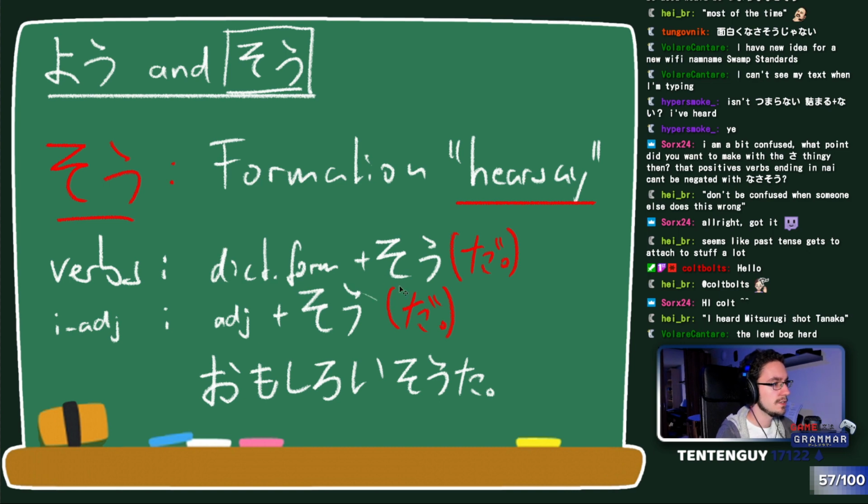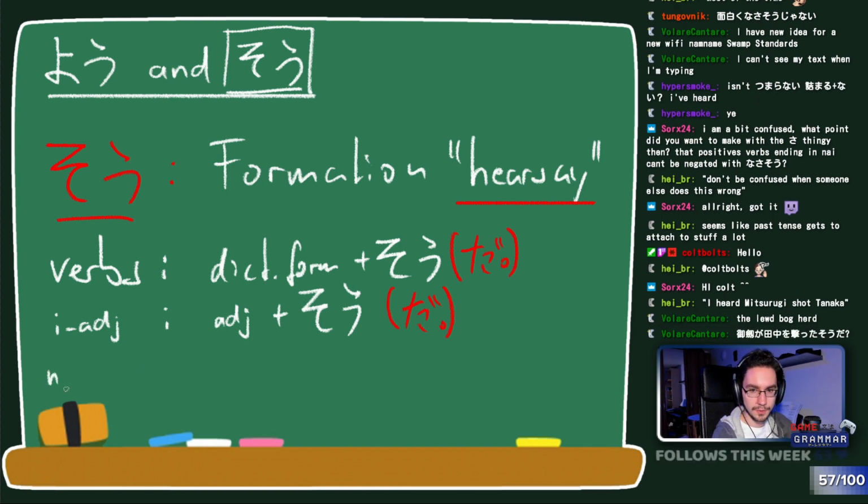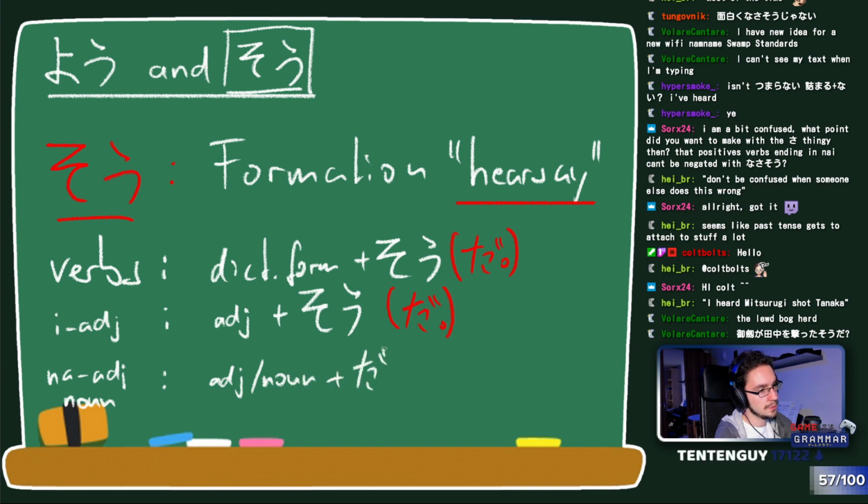So that's for i-adjectives. For na-adjectives, we just need to use da, so da. Na-adjectives. And nouns in this case. Nouns work the same way. This time they do. Last time they didn't, but nouns actually do work the same way. We just do adjective or noun plus da, so da.